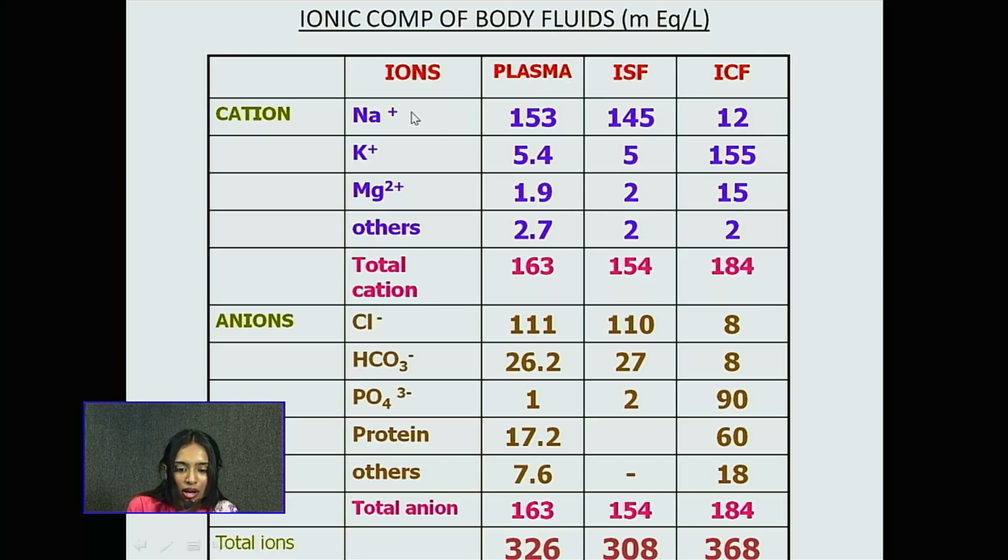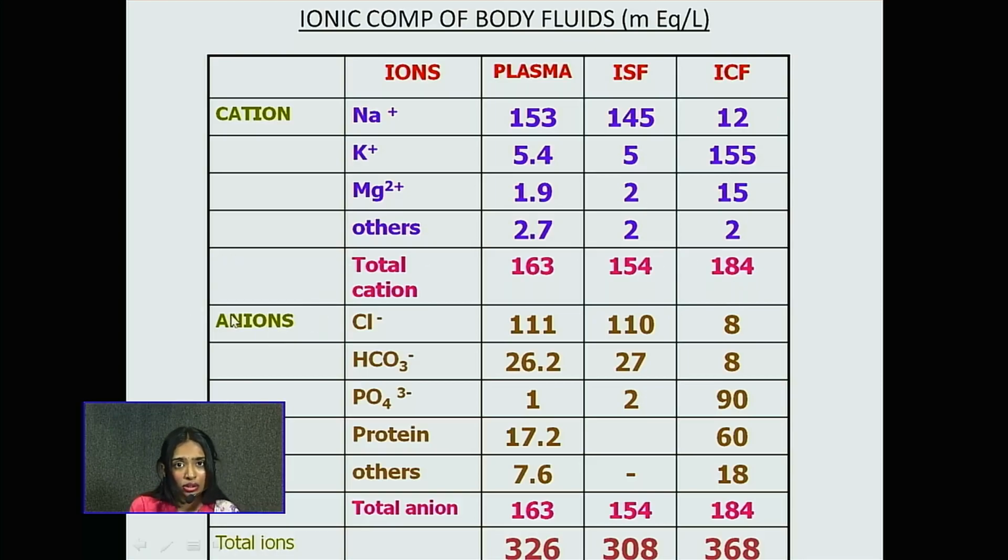So the cations are sodium, potassium, magnesium, others. Sodium in plasma is 153, in ISF it is 145, in ICF it is 12. Potassium 5.4 in plasma, 5 in ISF and 155 in ICF. Magnesium 1.9 in plasma, 2 in ISF and 15 in ICF. Others 2.7 in plasma, 2 in ISF and 2 in ICF. So the total cations present are 163 in plasma, 154 in ISF and 184 in ICF.